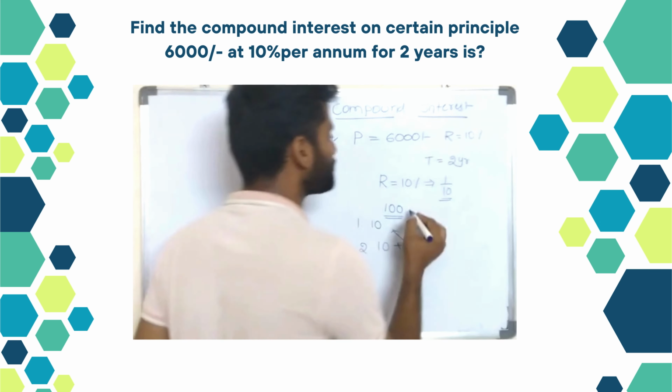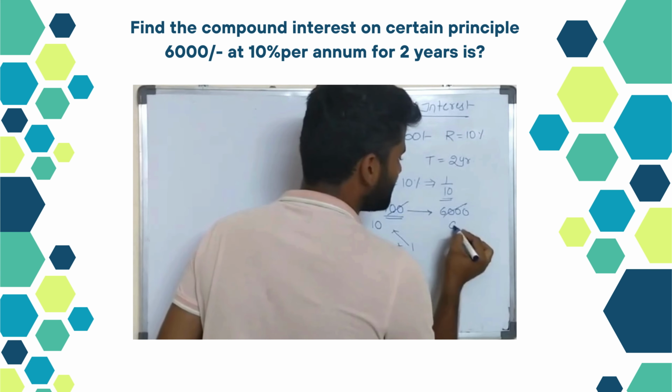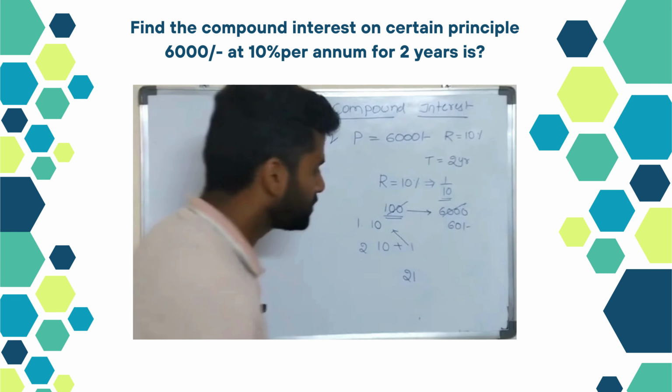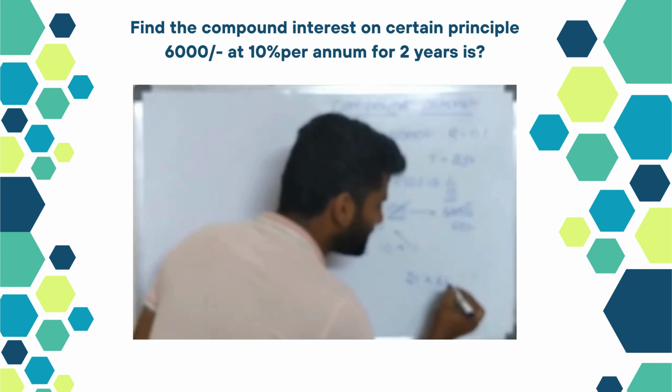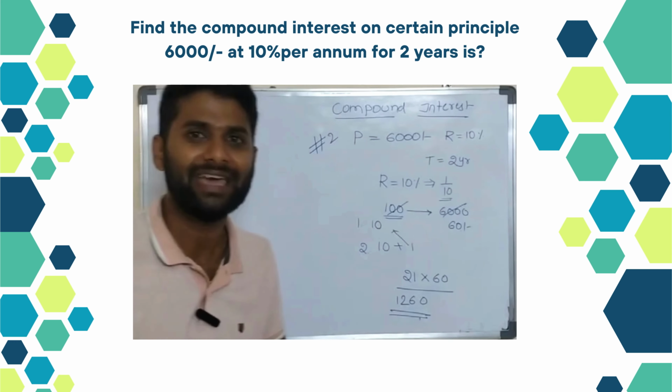Now you can compare with the original data. If 100 units is equal to 6,000, then each unit is equal to 60 rupees. Now convert these values: 21 is multiplied with 60. If you go through the further calculation, you have to pay 1260 rupees as interest.